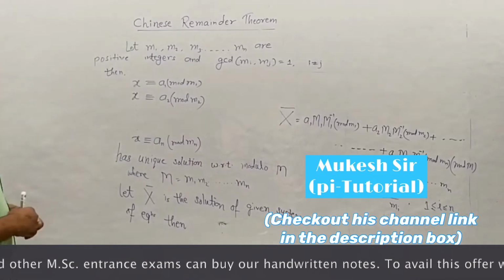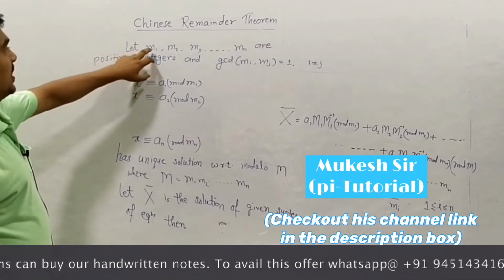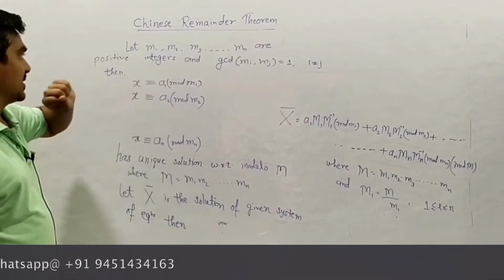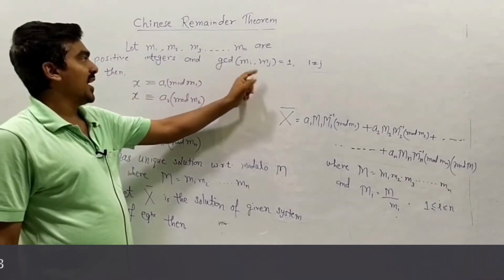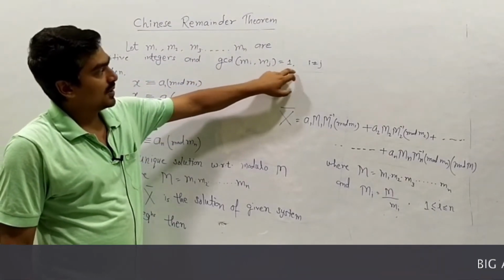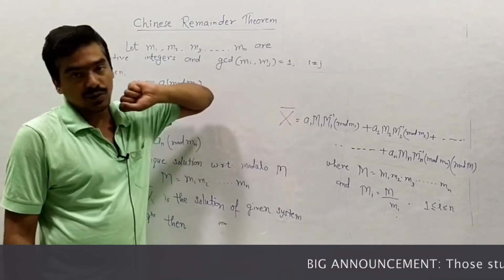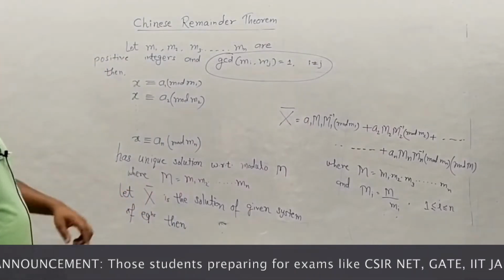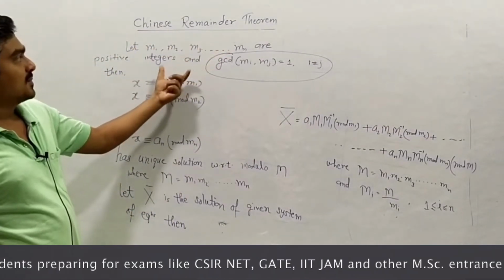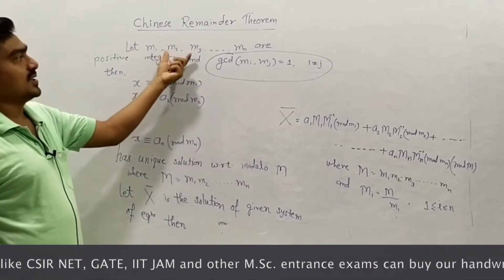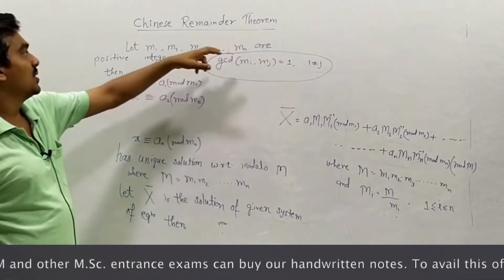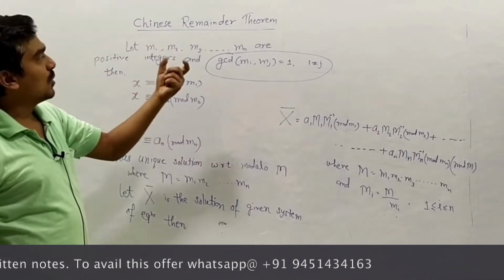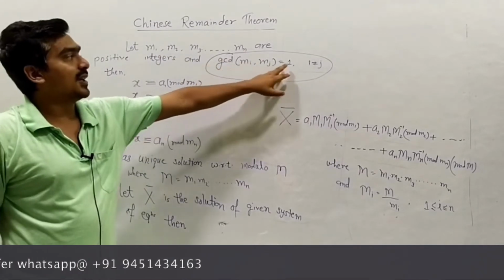So let us start. This theorem states that let m1, m2, m3 and so on up to mn be positive integers and GCD of mi and mj is equal to 1 where i is not equal to j. Friends, what does this mean? This means that among these integers, GCD of every two integers is 1. So these are relatively prime. If you take any two of these integers and find the GCD, that will be 1.